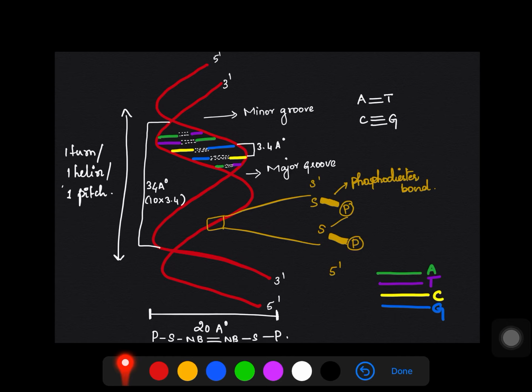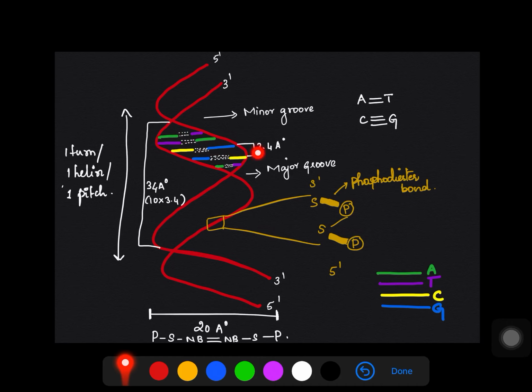To this backbone, the bases bind in a perpendicular direction. The colored structures in this illustration are the bases. We know there are 2 purines and 2 pyrimidines: adenine, guanine, cytosine and thymine. Adenine always pairs with thymine and cytosine pairs with guanine. The pairing between these bases is by hydrogen bonds. Adenine pairs with thymine with 2 hydrogen bonds, and cytosine pairs with guanine with 3 hydrogen bonds.